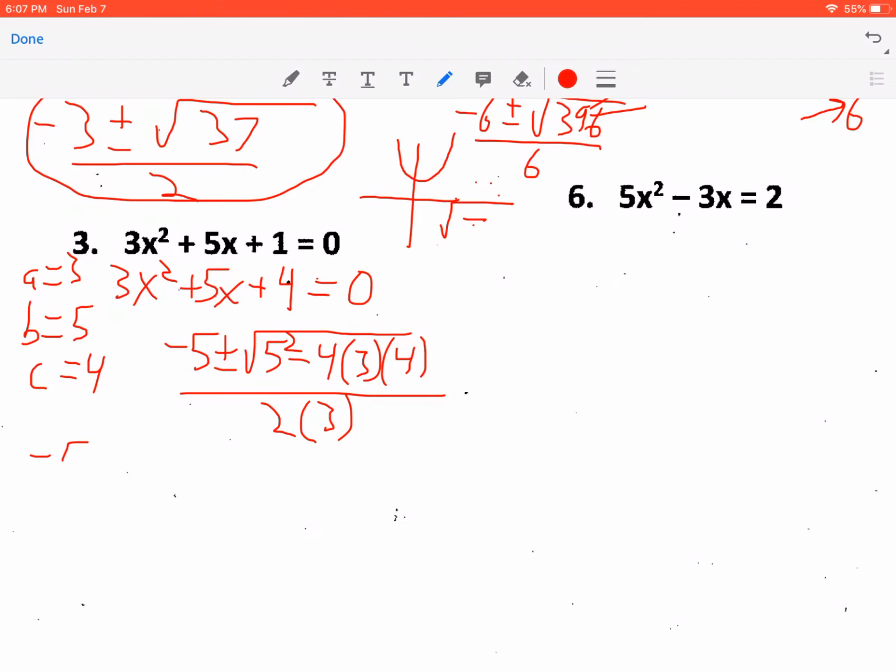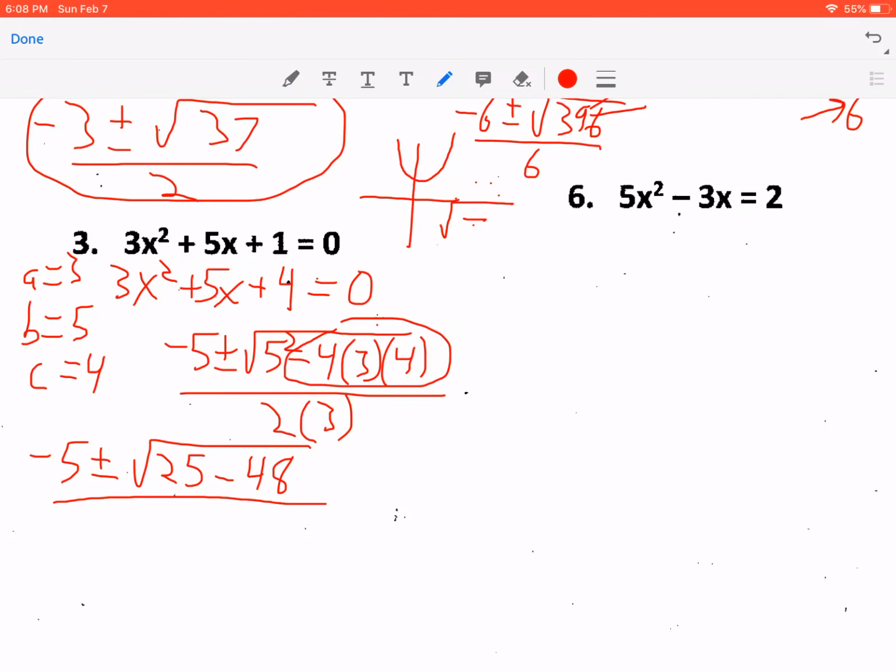Okay, so we got negative 5 plus or minus 25 minus 4 times 3 is 12, but then it's a negative 12. Negative 4 times 3 is 12 times a positive 4, that's minus 48. We're going to have a negative number there divided by 6. All right, so the question then becomes, what's 25 minus 48? We get negative 23. So right now I have negative 5 plus or minus the square root of negative 23 divided by 6. If you left it like that, you'd lose a point or two.